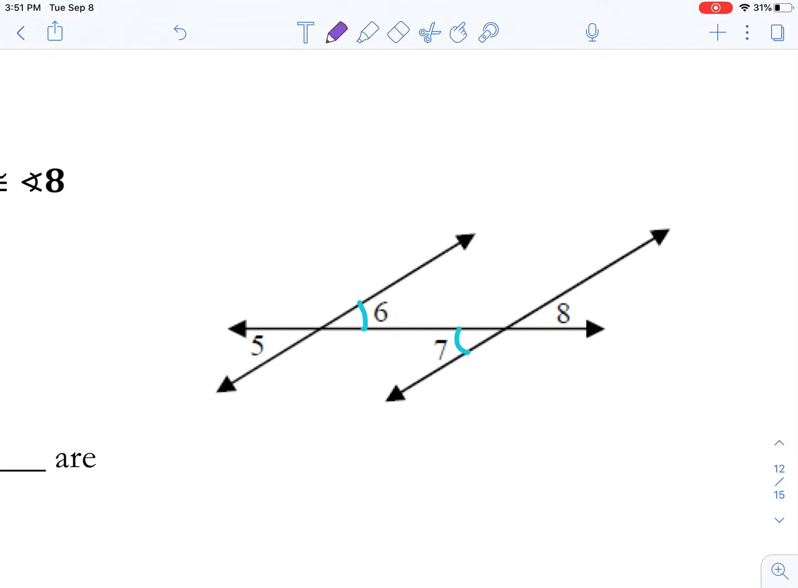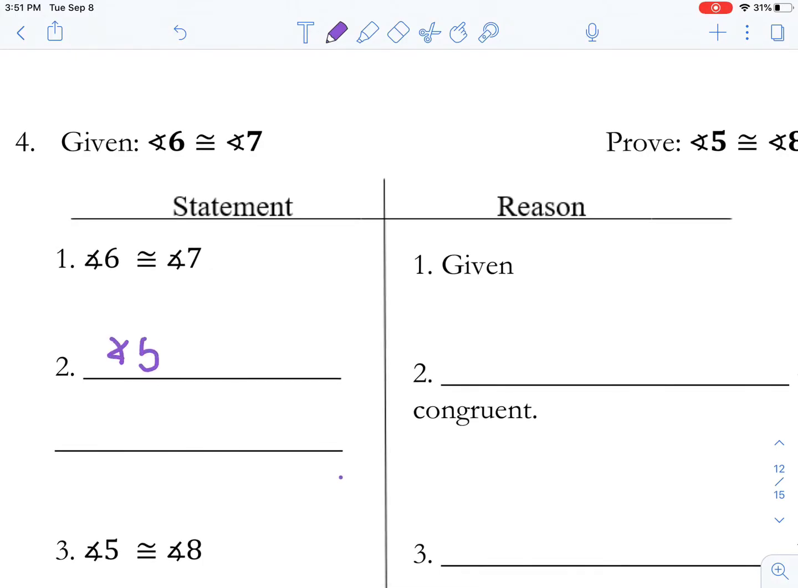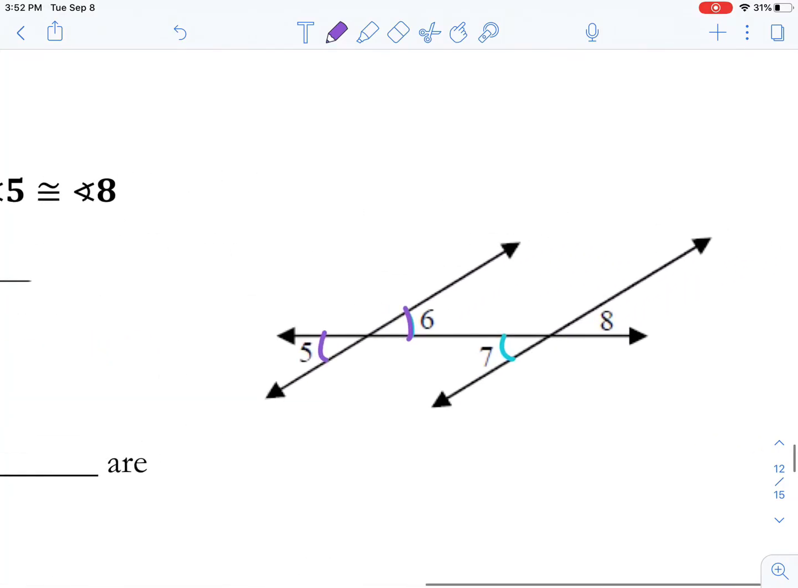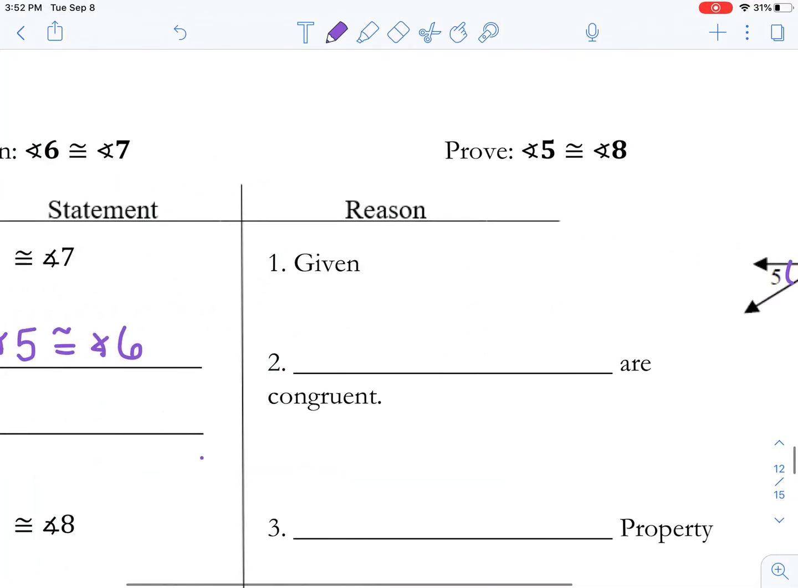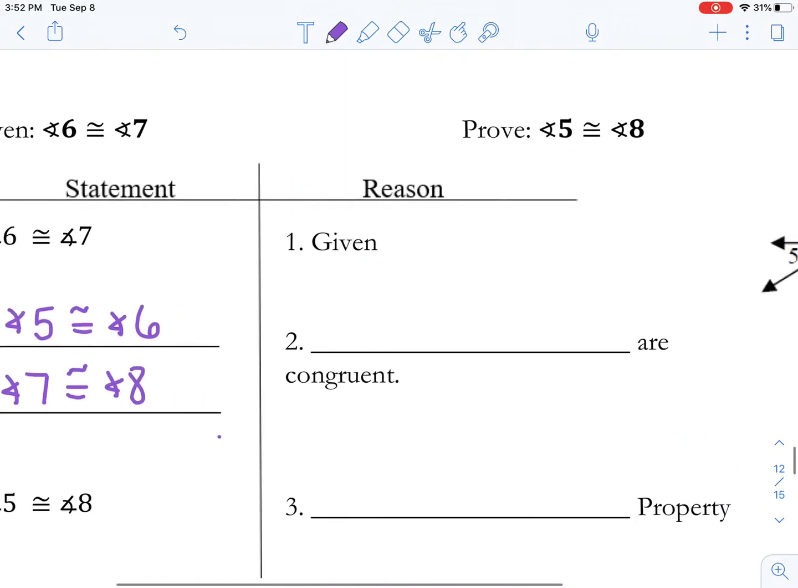Well, like the problem up above, we should look for vertical angles. So I see that angles 5 and 6 are vertical angles, and I see that 7 and 8 are vertical angles. So let's write those down. Let's write down information that we know is true. We know that angles 5 and 6 are congruent because they're vertical. And we know that angle 7 and angle 8 are congruent because they're vertical angles. So we can say angle 7 is congruent to angle 8. And again, we know these are true because vertical angles are congruent, okay?